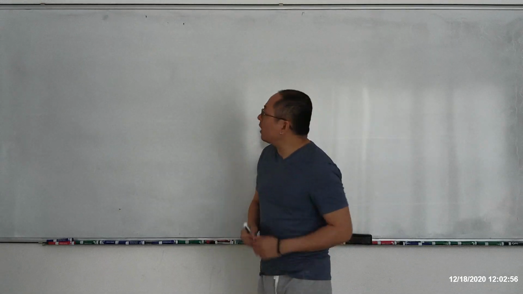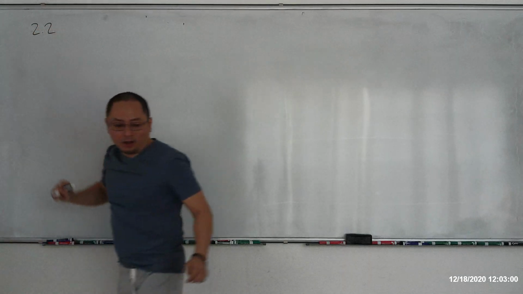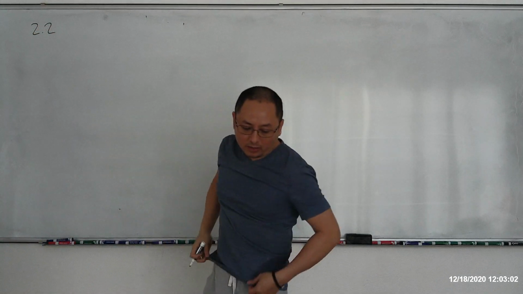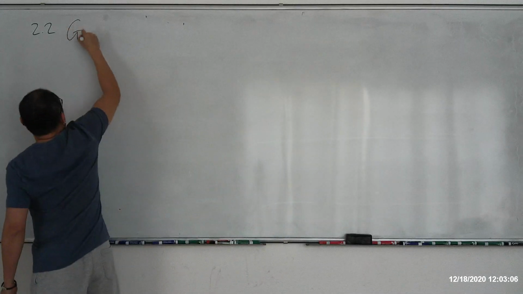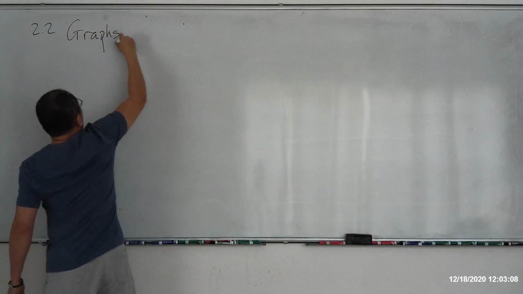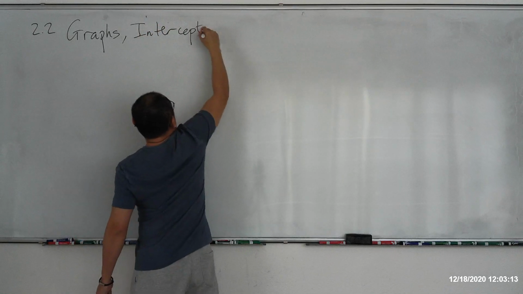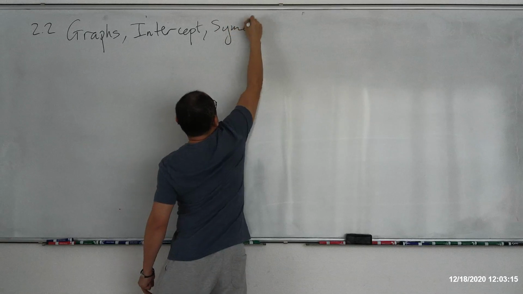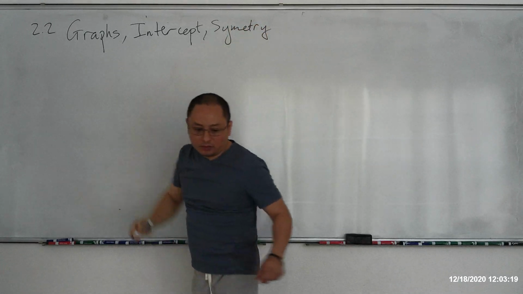Alright, so let's start with section 2.2. We'll be talking about graph of equations and intercept and symmetries. So basically three things: graphs, intercept, and symmetry.